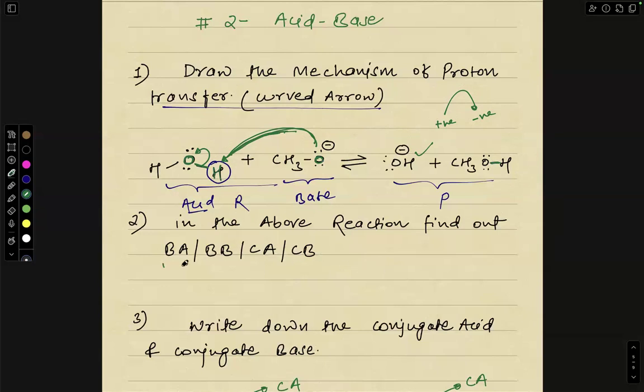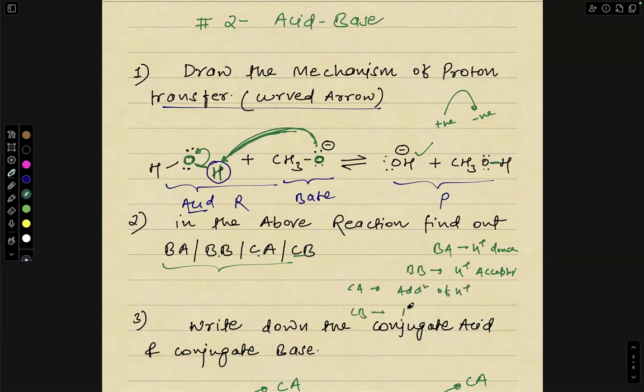Okay. Now we have to define the Bronsted acid, Bronsted base, conjugate acid, and conjugate base in the given reaction. So Bronsted acid is what? Proton donor. Bronsted base, proton acceptor. Conjugate acid is formed by addition of a proton, and conjugate base is formed by removal of a proton.